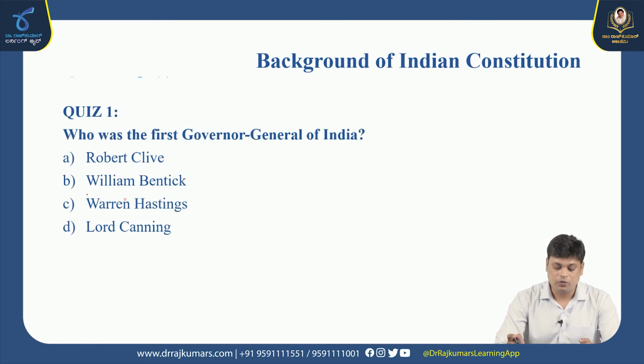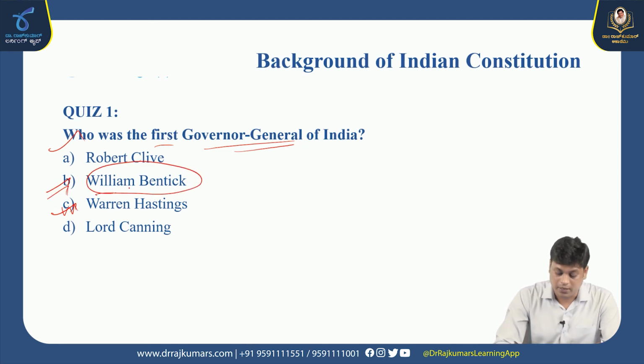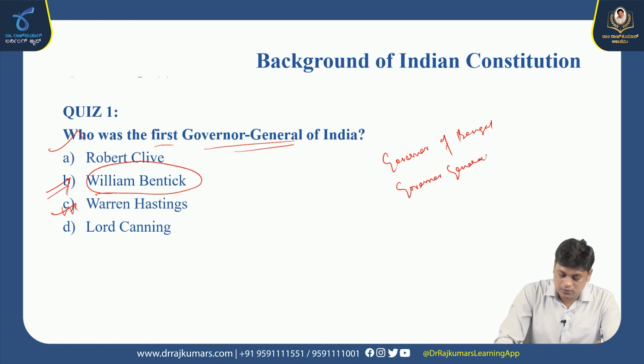Right, so a few questions we'll discuss. Who was the first Governor General of India? The answer is Lord William Bentinck. So you need to know the distinctions: Governor of Bengal, Governor General of Bengal, Governor General of India, Viceroy of India.